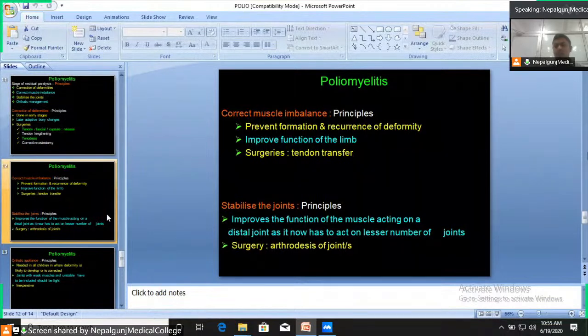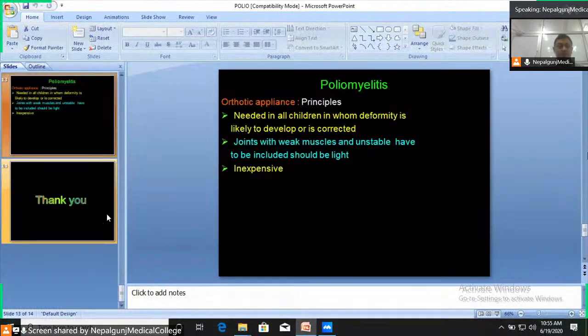The third principle is the stabilization of a joint. We improve the function of the muscles acting on the distal joint, as it now has to be on a lesser number of joints. Or we can go through the surgical route with arthrodesis of a joint. We can fix the joint in a functional position.